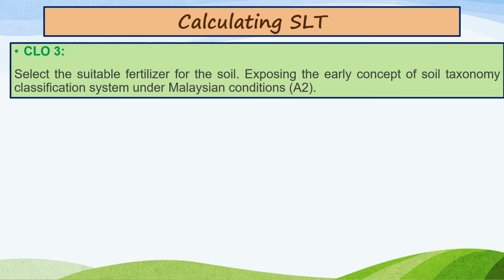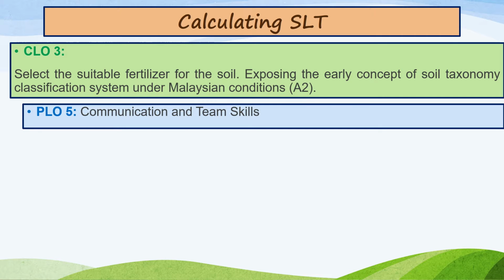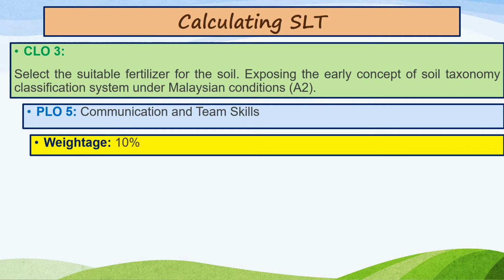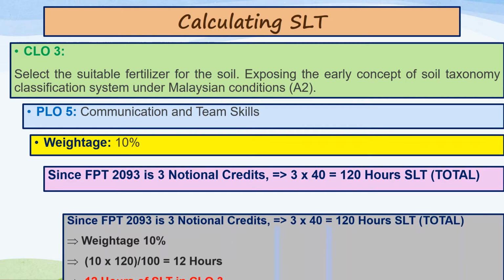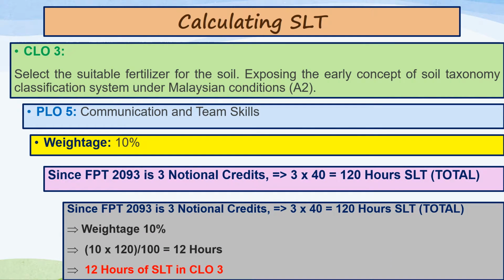Let's move to the third CLO, which is Affective Level 2. It is met with PLO number 5, which is Communication and Team Skills, and has a weightage of 10%. Since this course has a total of 120 hours of SLT and a weightage of 10%, thus, 12 hours of SLT is allocated in this CLO.